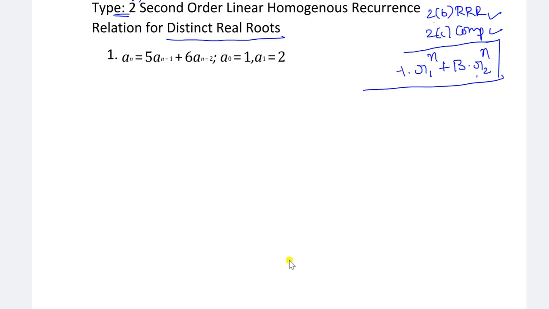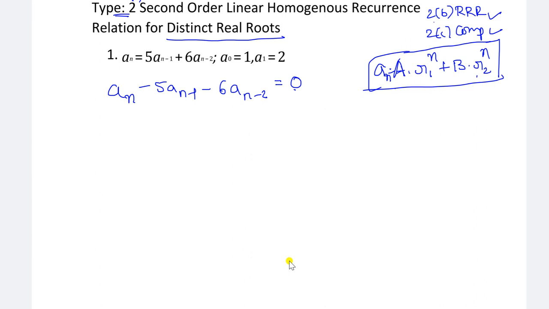Now see the first example. Here a_n = a r^n is the formula. So first write down the linear equation a_n. Take the terms from the right side to the left side: 9a_n - 5a_{n-1} - 6a_{n-2} = 0. Here we don't have any constant value or any n term, it is zero, that is why it is homogeneous. And this is first degree also, so that is why this is a linear equation. Now convert into our form.